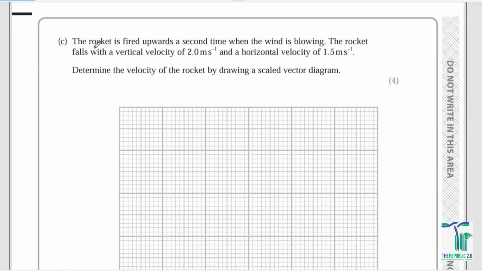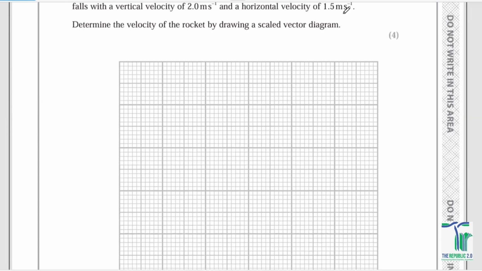The rocket falls with a vertical velocity of 2 meters per second. So it is falling with a vertical velocity of 2 meters per second and a horizontal velocity of 1.5 meters per second. Determine the velocity of the rocket by drawing a scaled diagram. So first of all, we've got 2 meters per second, and I'm supposing that two boxes, or one big box, represent 0.5 meters per second, right?